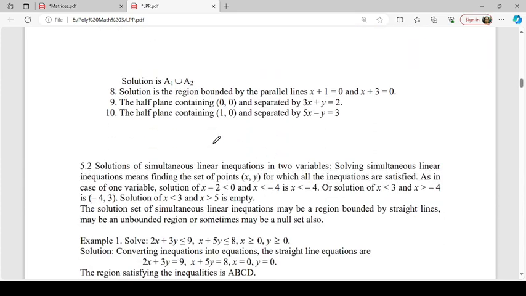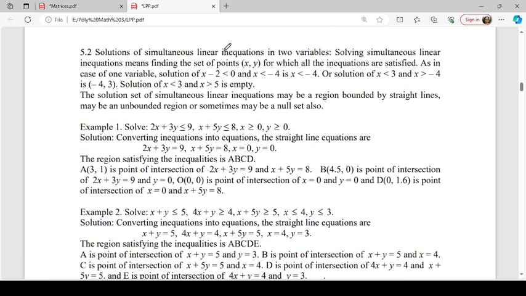Then the solution of simultaneous linear equations in two variables. Suppose we are having two equations, then we'll have a point of intersection, and that is the solution. So we draw the lines, then we need to find the point of intersection. Solve this by converting the equations, say twice x plus thrice y equal to, so 4 lines we need to find.